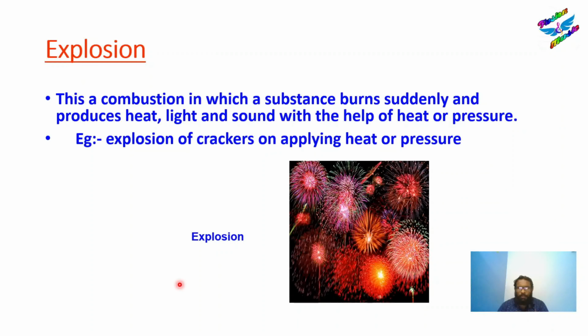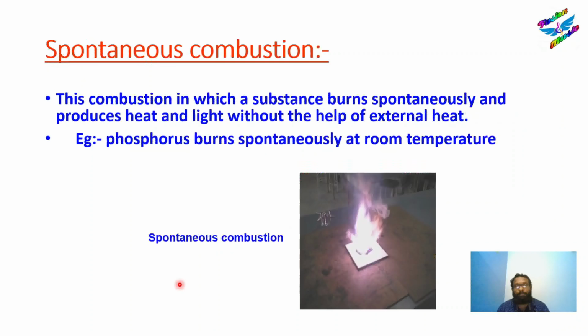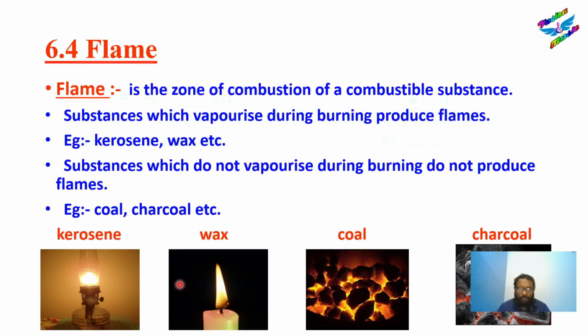And the third one is explosion. For explosion, we can take the example of a cracker. In an explosion, the substance burns suddenly and produces heat, light and sound. Explosions happen under heat or pressure. By applying heat or pressure, an explosion occurs. So we have three types of combustion: rapid combustion, spontaneous combustion, and explosion.